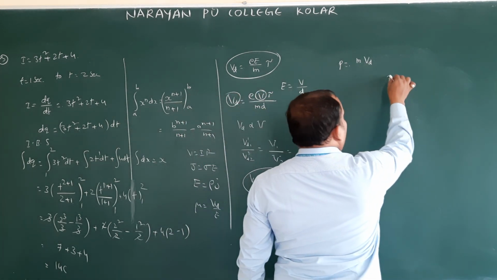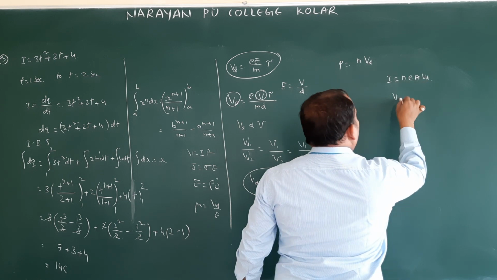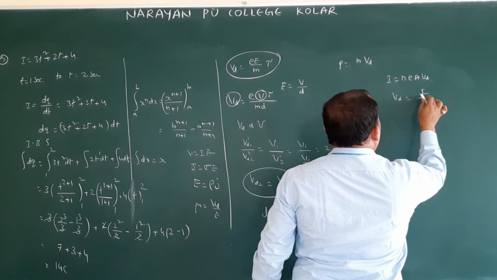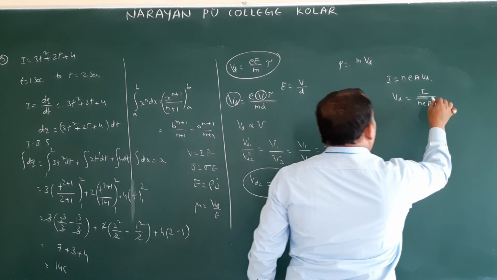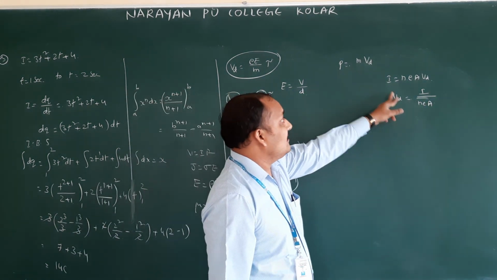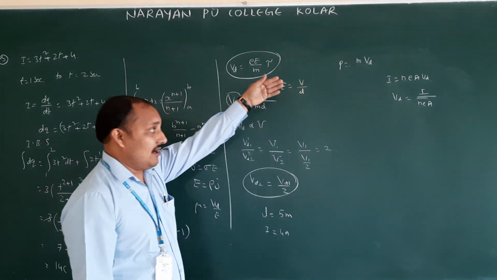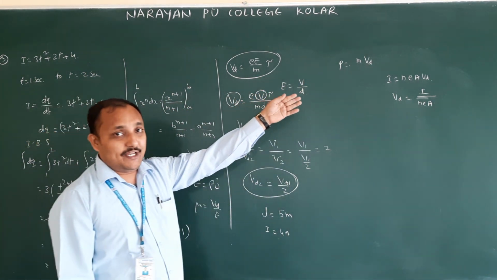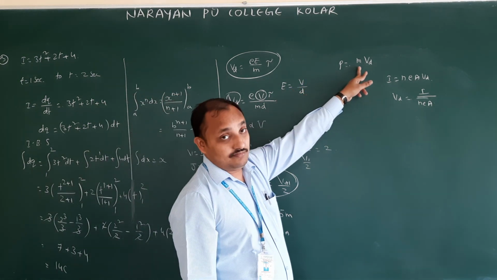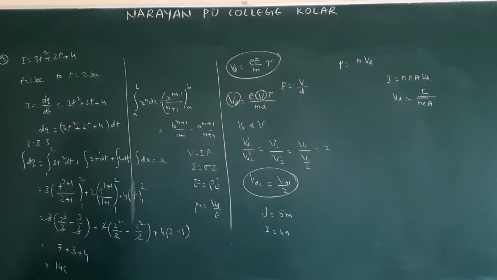Remember I is equal to n e A v_d, so v_d is equal to I by n e A. So this is the drift velocity. Next, mass. It is the mass of the electron, isn't it? The electrons are moving, so you should take the mass of the electron. Next, how many electrons are there? We can't say it is one electron.